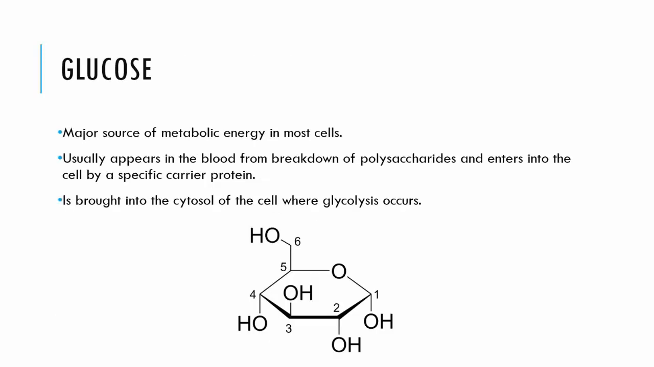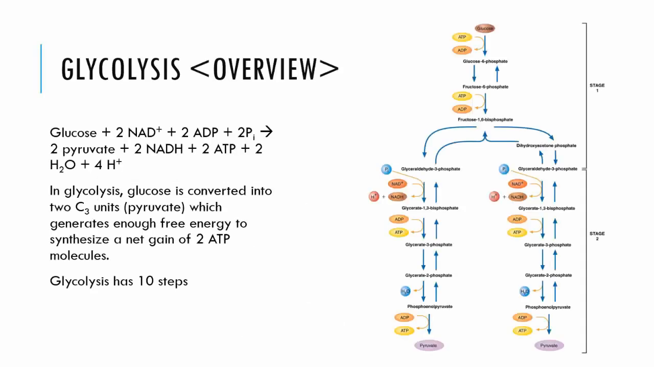Glucose is the major source of metabolic energy in most eukaryotic cells and is the starting material of glycolysis. It typically appears in the blood from the breakdown of dietary or stored polysaccharides and enters into the cell by carrier proteins, where it is then transported into the cell cytosol, the site of glycolysis. Once glucose is brought into the cell, glycolysis can be initiated.